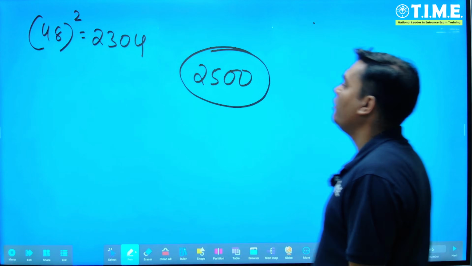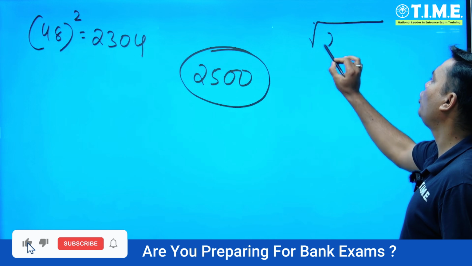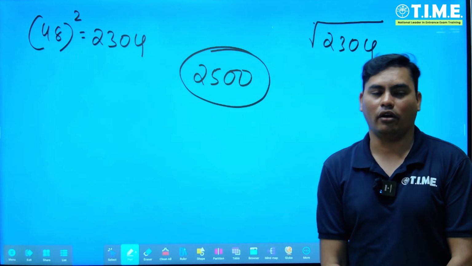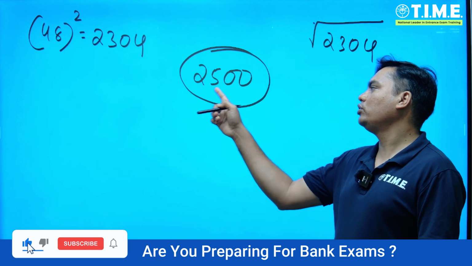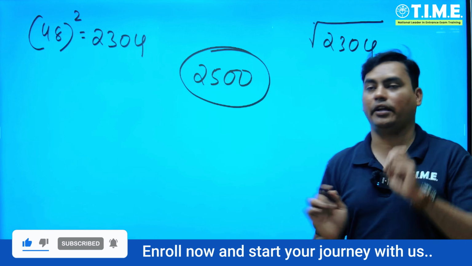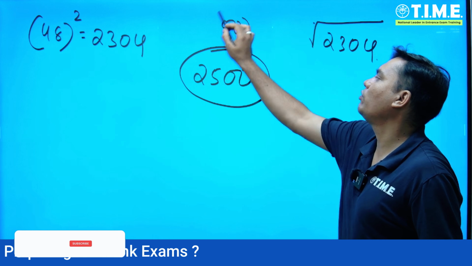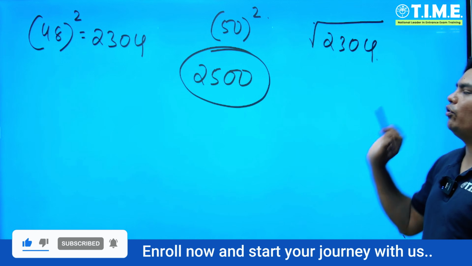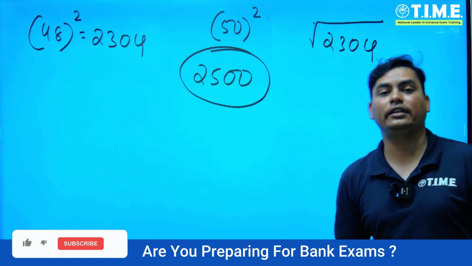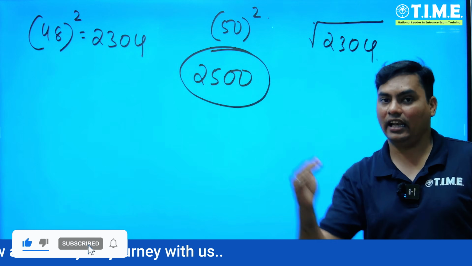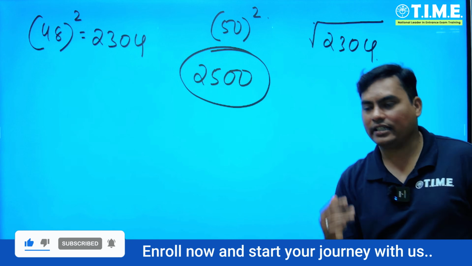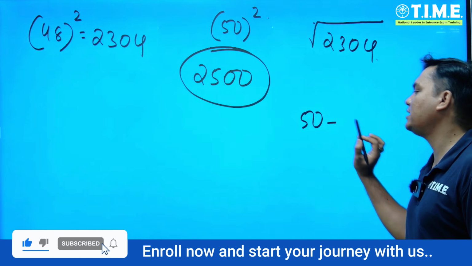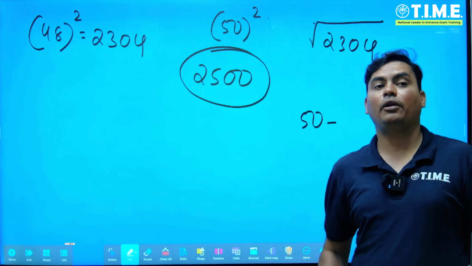Now, come on. If I ask you what is the square root of 2304? I will observe the point that 2500 is the square of what? 50. 50 square is 2500. Is this number 2304 more than 2500 or less than 2500? Obviously less. Got it, everyone? If it is less, my answer will be less than 50. That is 50 minus something. But what is that something?